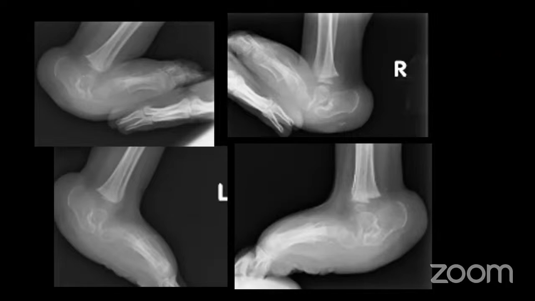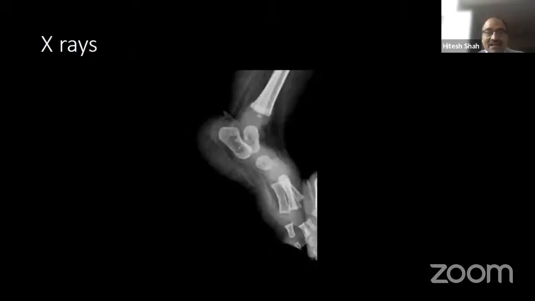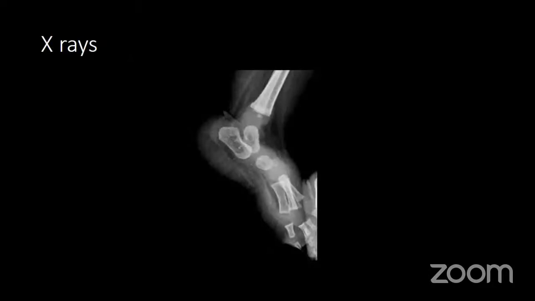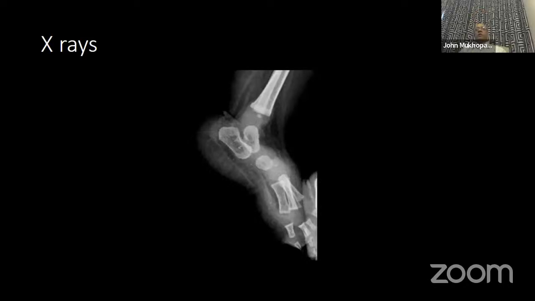Sir, arch. This is a plain flat foot deformity, sir. Okay, I will... Sir, come. Yes, navicular. Sir, before 3 years, there will be no ossification center for navicular. Okay. Exactly. So you won't see the navicular.